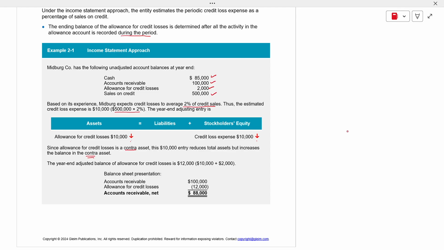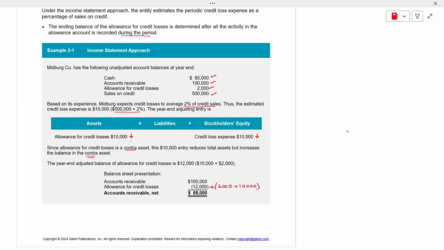How much was the allowance for credit losses previously? Previously, the allowance for credit losses is 2,000. Now, what they say is the allowance is expected to average 2% of the credit sales. How much is the current year sales? Current year sales is 500,000. 500,000 times 2%. Previously it is 2,000 plus the current year is 10,000. The total allowance for credit losses is going to be 12,000.